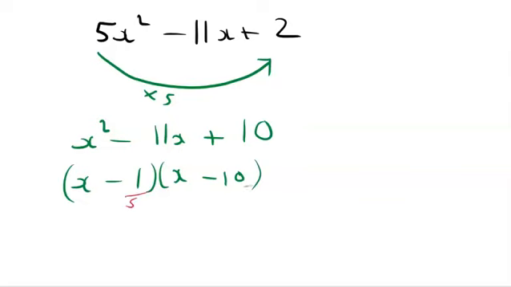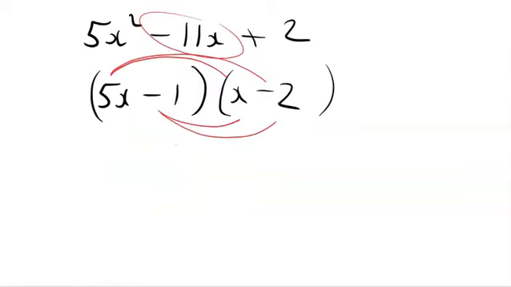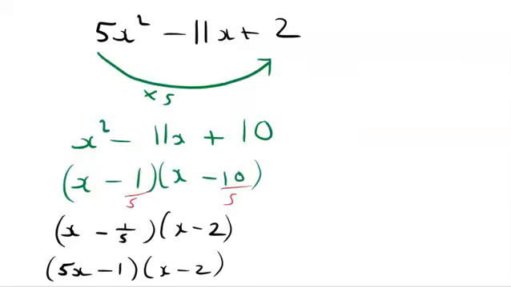Put the 5 here, put the 5 here, and now back to normal, x minus 1/5, x minus 2, always simplify if you can, and then put the 5 in front of the x, 5x minus 1, and x minus 2. The same result that we got before, 5x minus 1, x minus 2. Okay, hope that helps.